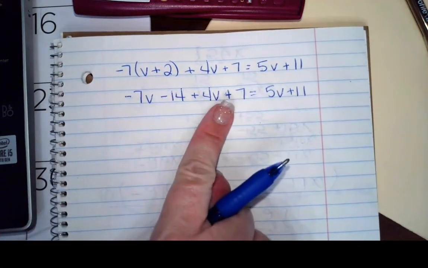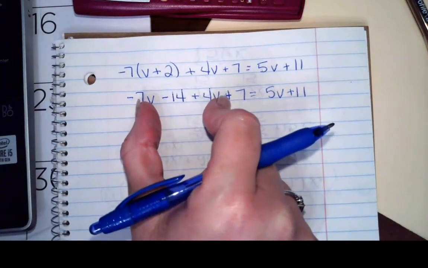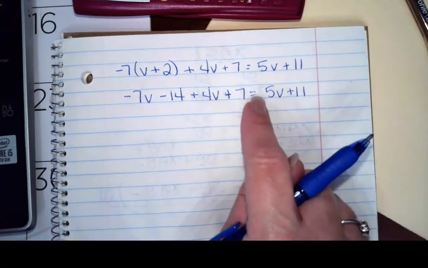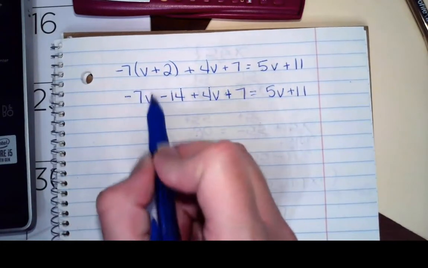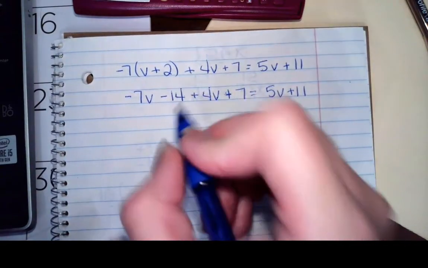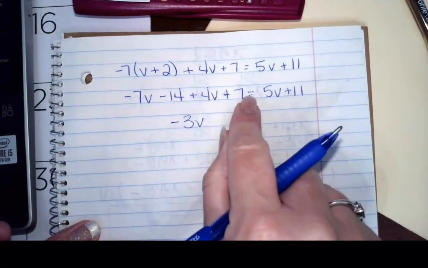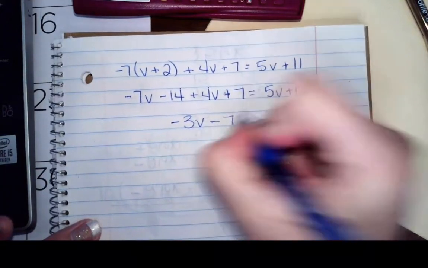So how many v's do I have? Don't change signs over here. You only change signs if you're moving them from one side to the other across the equal sign. So I've got -7v's plus 4v's is -3v's. And then -14 plus 7 is -7.